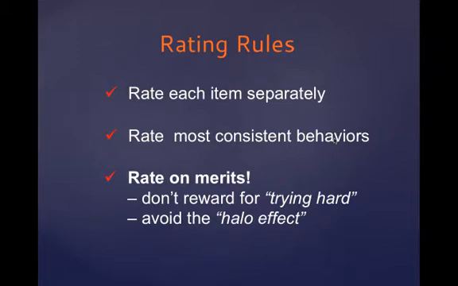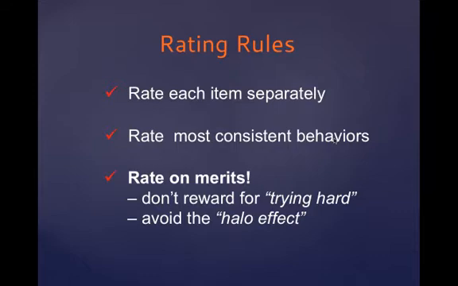There are some rating rules that we use. One is you want to make sure that each item is rated separately. There are 8 items to rate. Each one of those should be rated separately, and they could be different. You want to rate the most consistent behaviors of the student or the learner. You don't want to be bothered by a single bad event that clouds your judgment. You want to look at what the most consistent behaviors are. So sometimes students will start slow and get better over the course of a few minutes.